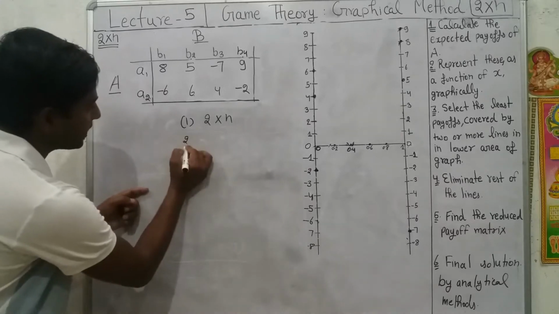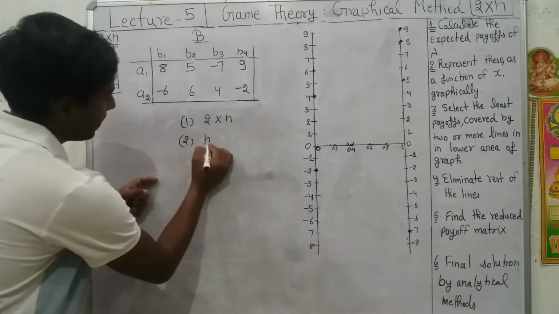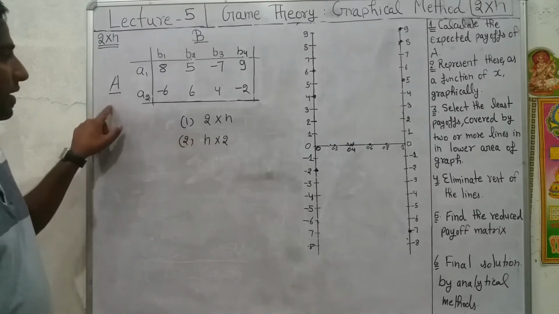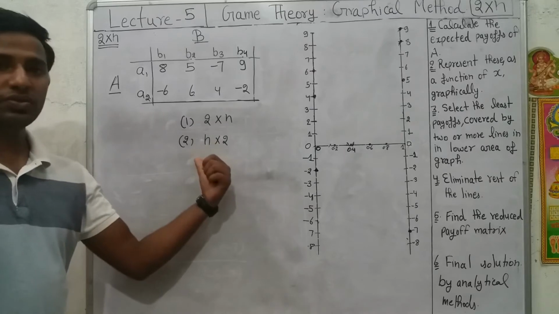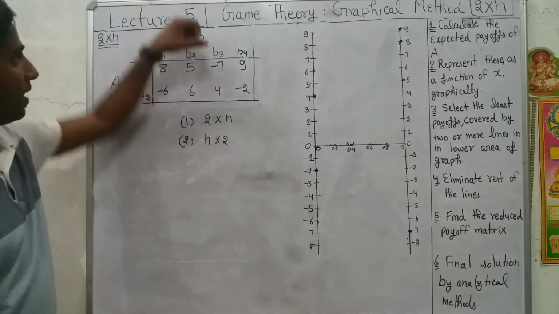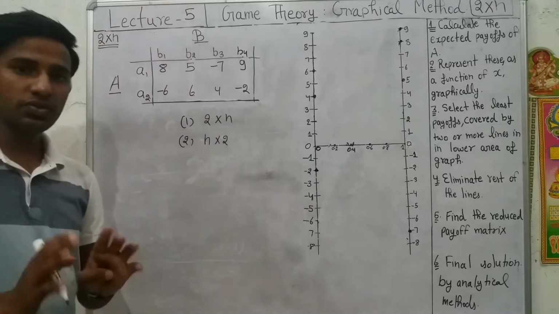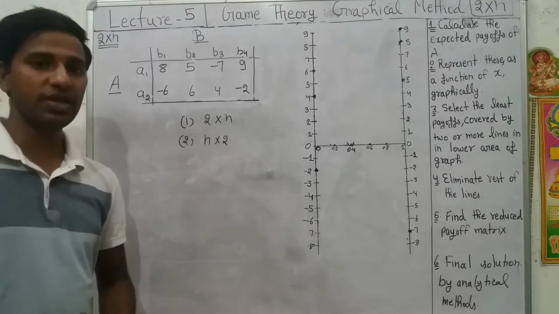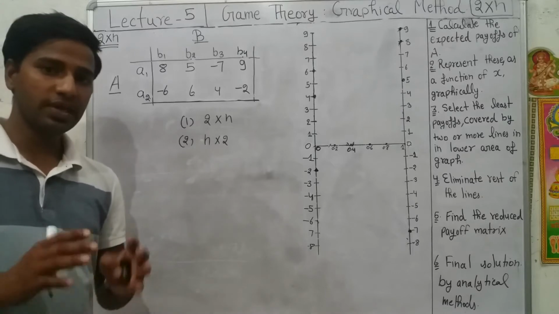The second case can be of order n by 2. It means player A has more than two strategies, or n strategies, and player B has only two strategies. So these are two possible special cases of theory of games.